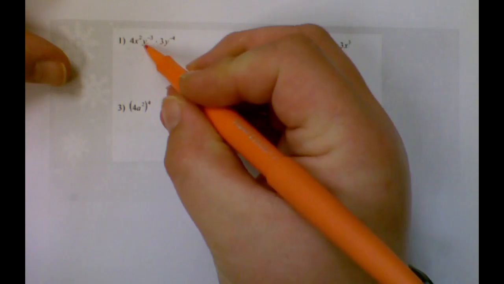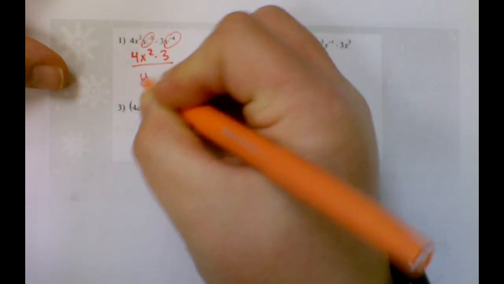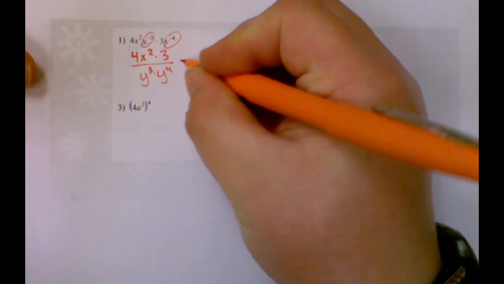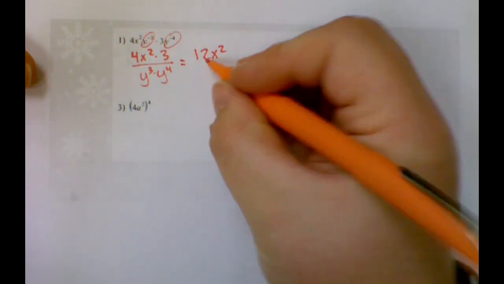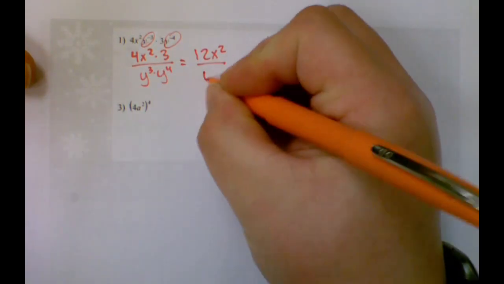So now let's try some problems. 4x squared y to the negative 3rd times 3y to the negative 4th power. We want to write our answer with only positive exponents. So I'm going to rewrite it. Right away, I'm going to move the y's to the denominator. So I have 4x squared times 3 over y to the 3rd times y to the 4th. Remember, the exponents become positive when they drop to the denominator. Well, 4x squared times 3 is 12x squared. And y cubed times y to the 4th, I've got the same base. I add the exponents, making it y to the 7th power.